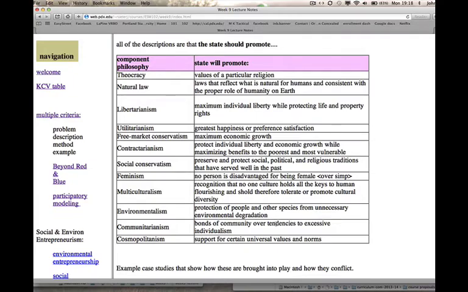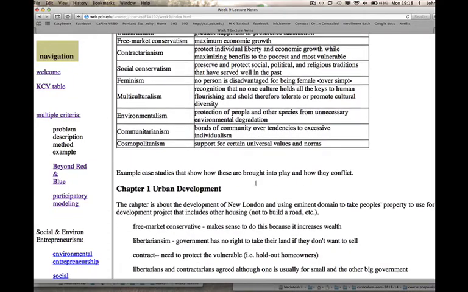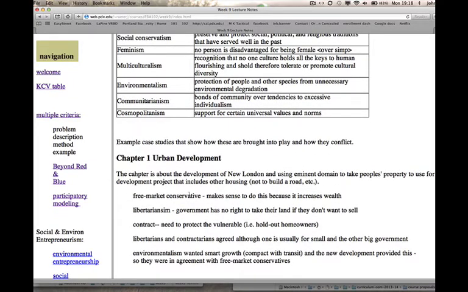And the one I'm going to talk about today deals with 4 of these philosophies: free market conservative, libertarianism, contractarians, and environmentalist. And this was the case where there was a proposed development in New London. What they were going to do is use eminent domain to take people's property and use it for development, and that included other housing. So they were actually going to take away people's houses to build other houses. But it was also going to build a shopping center and some other things that would promote economic development.